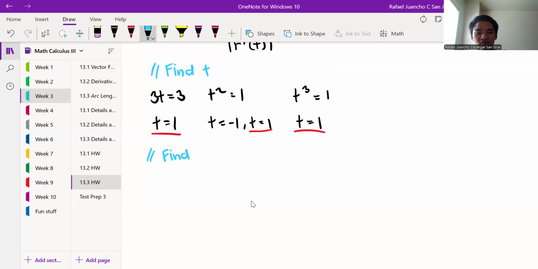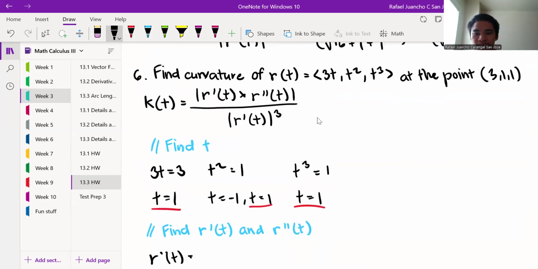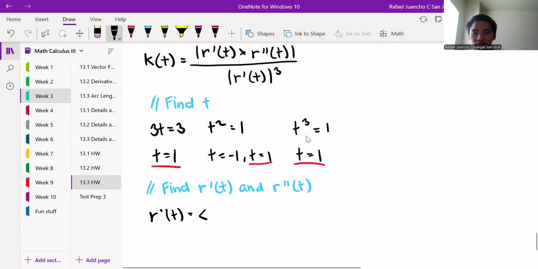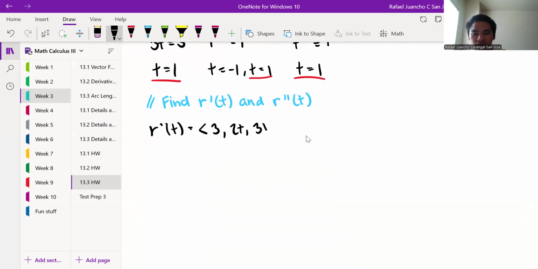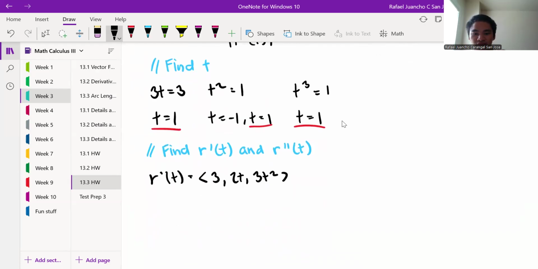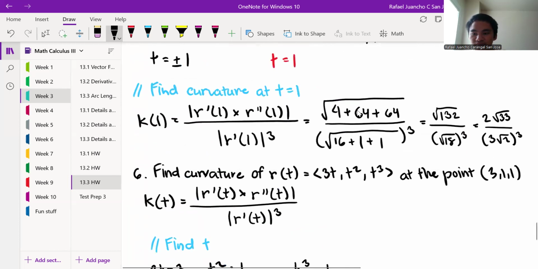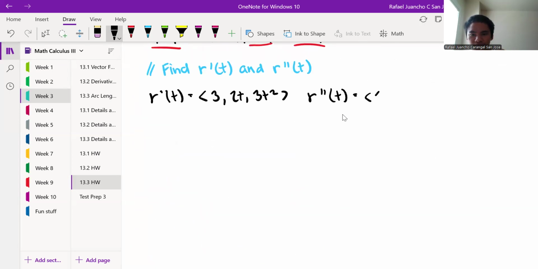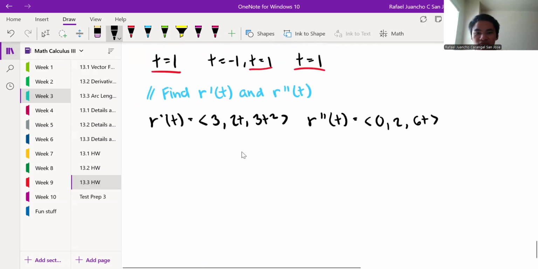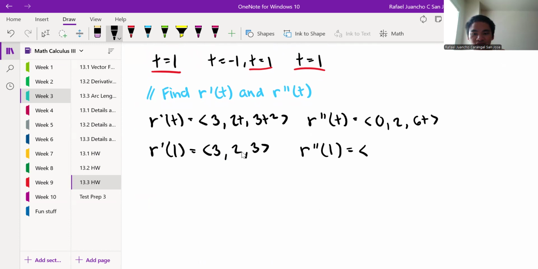Now, next thing we do is we find r prime and double prime. So let's do that. R prime is, well, this thing. So I get its derivative. So I get 3, 2t, 3t squared, right? And then my r double prime, well, I get 0, 2, 6t. And then what do I do from here? Well, I could immediately plug it in. So I'm just going to plug it in. So r prime of 1. So here I get 3, 2, 3. And then for my r double prime of 1, I get 0, 2, 6.